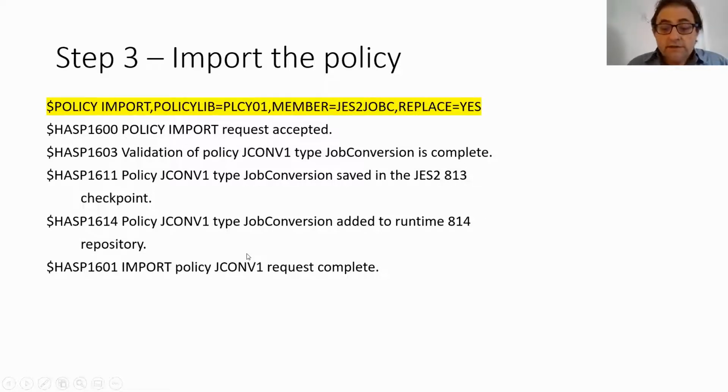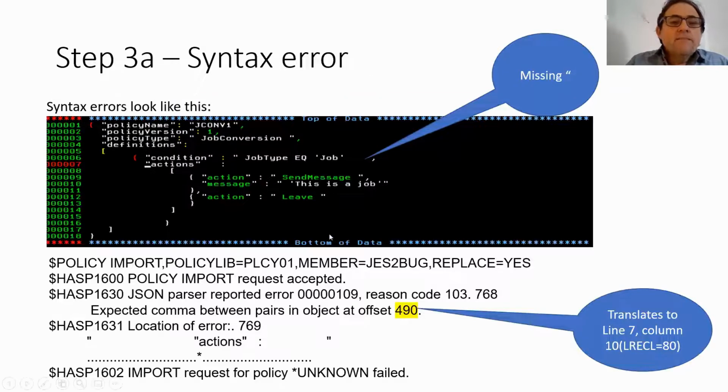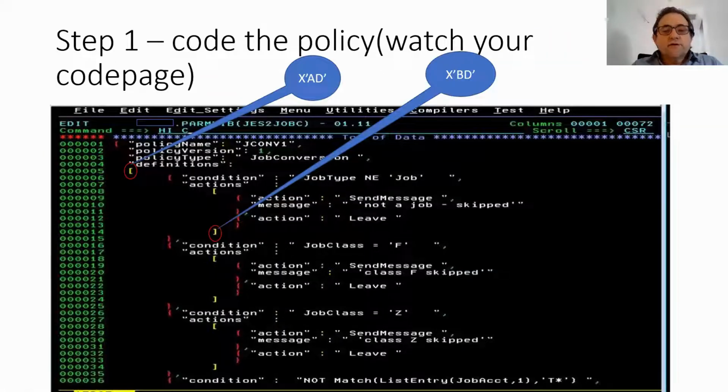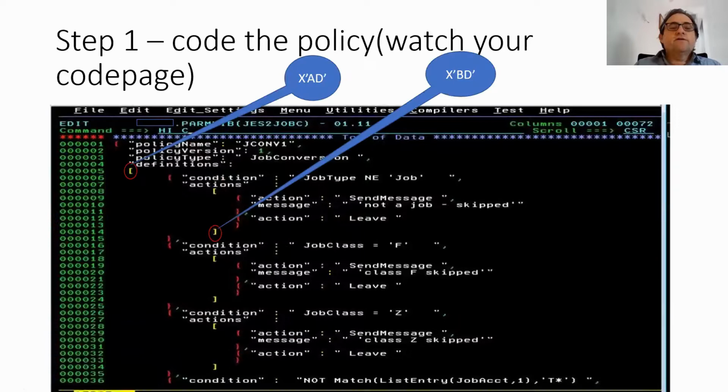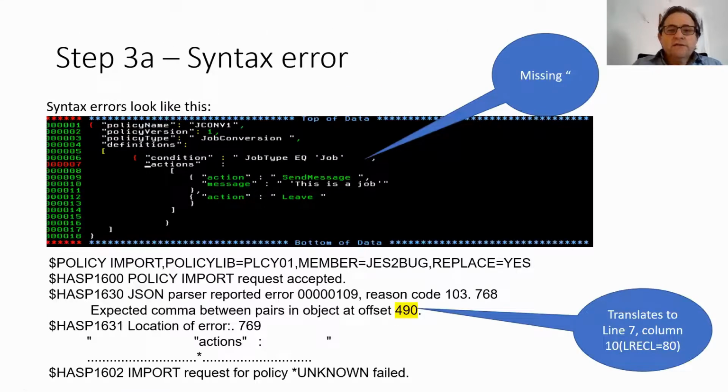Okay, so that worked. But what happens if I have a syntax error in my policy? So here I've deliberately left out a double quote, and I'll give the editor some credit here: you do see that the color has changed. If we look at the previous slide, you'll see that all the strings are in white, whereas here the strings have changed to green. So there's something here that's telling you something is wrong, but I might not pick that up.